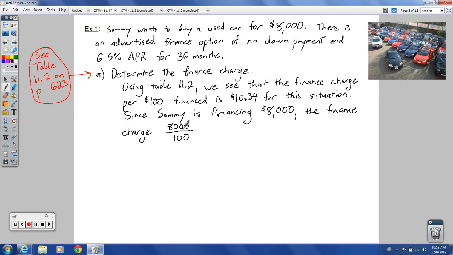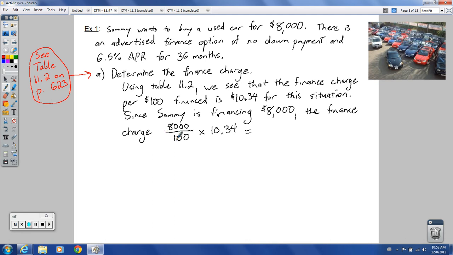So how many groups of $100 does he have? He has 80 of them if we divide 8,000 by 100. And then we'd be multiplying, there's 80 groups of 100, and for each group of 100 we're paying $10.34. So for 80 groups of them, we'd multiply that by $10.34. And so at that point, I think a calculator would be handy.